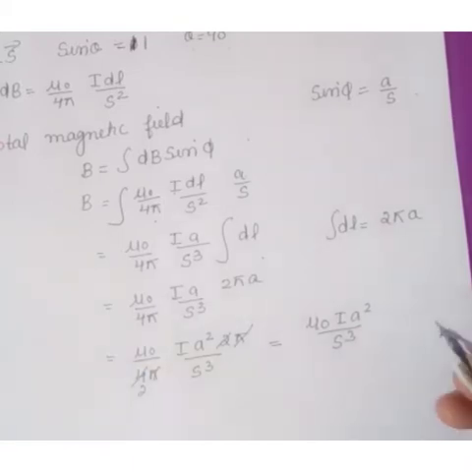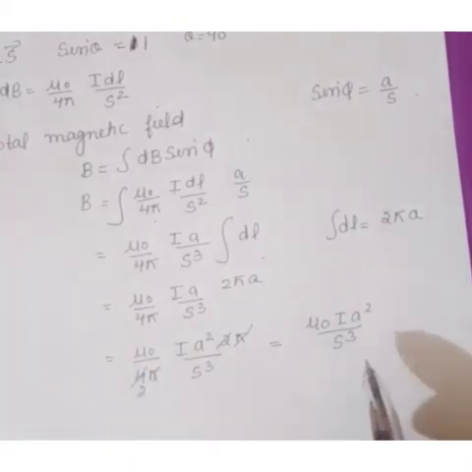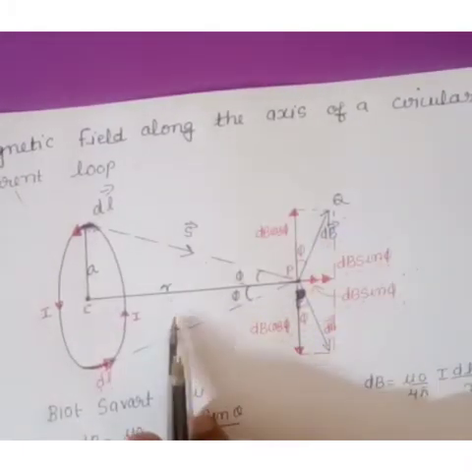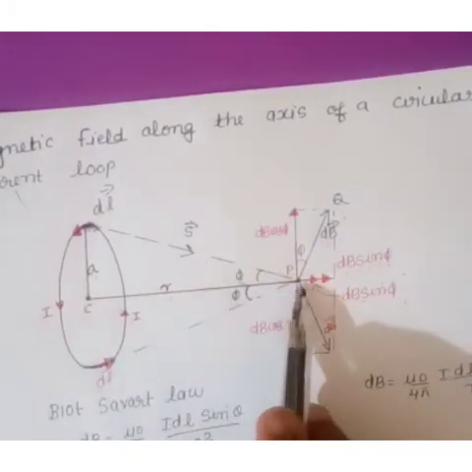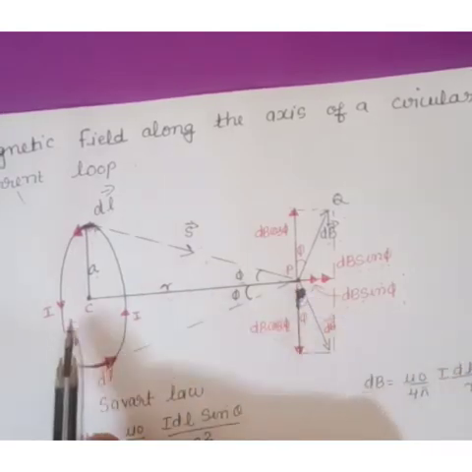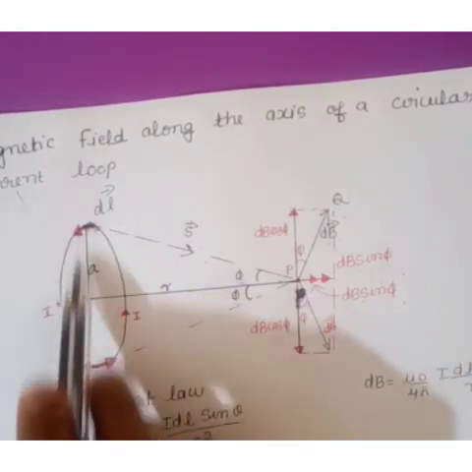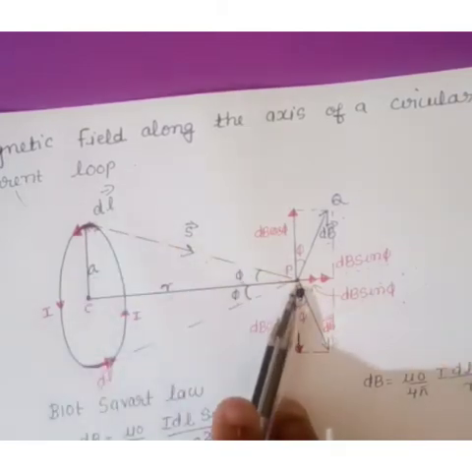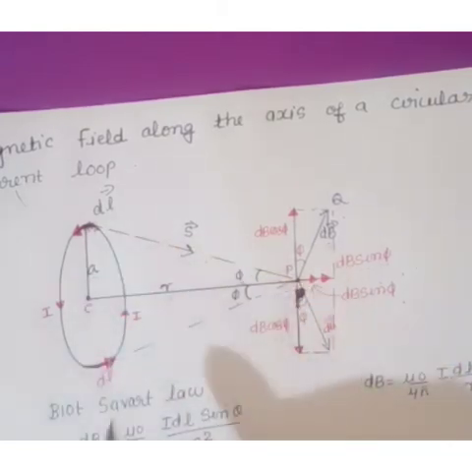Then again s cube can be rewritten in terms of s and r. See this diagram again. r is the distance between the point P and the center of the loop, a is this radius, and s is this position vector. So what's the relation? You have to apply the Pythagorean theorem.